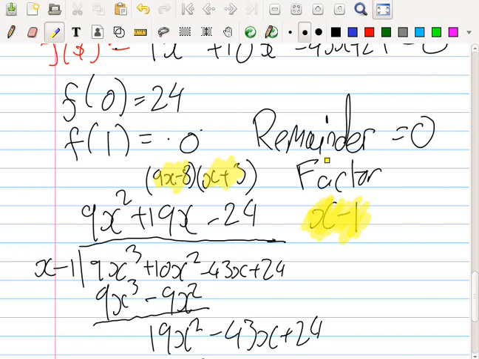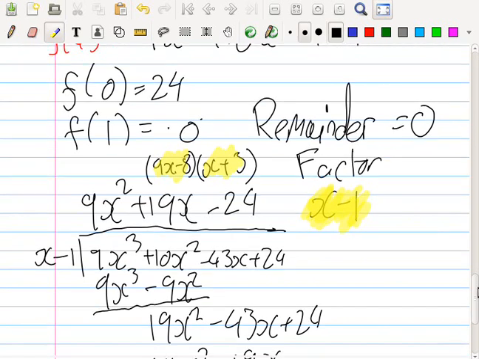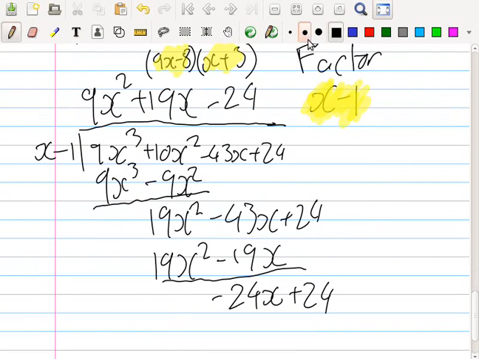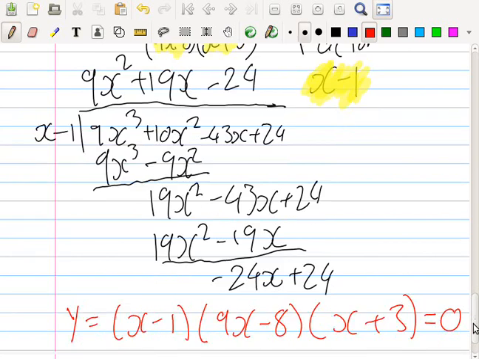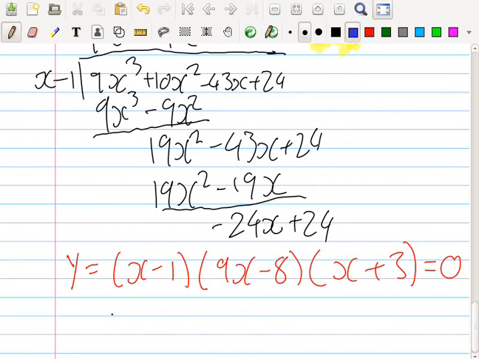Okay? Now, I said this isn't quite finished yet, so let me just go down. I have my 3 factors now. So I have y equals x minus 1 times 9x minus 8 times x plus 3. And I want this to equal 0. So you can see what the 3 answers are. This one here, what would x be? 1. And what would y be if I make x 1? Well, we know what y is. What is it? 0. Okay.